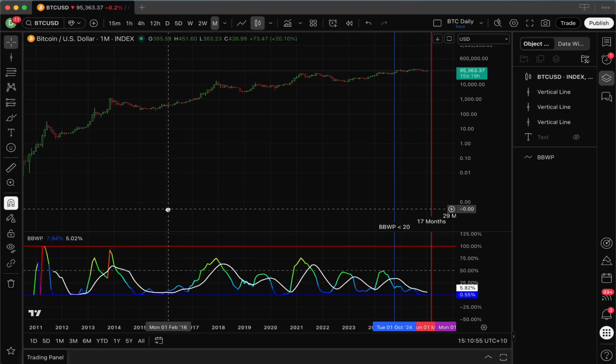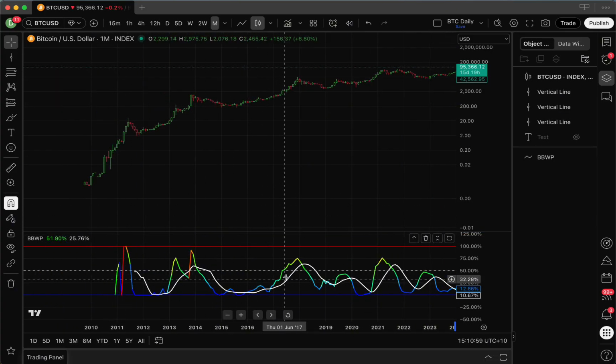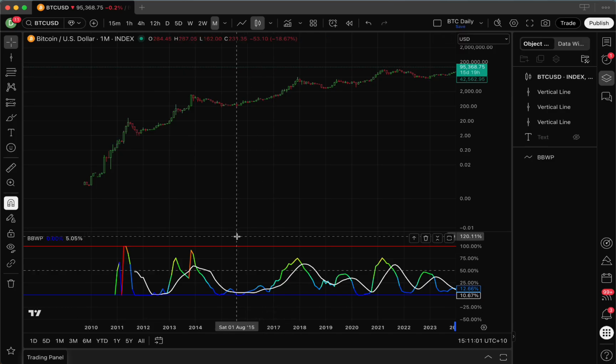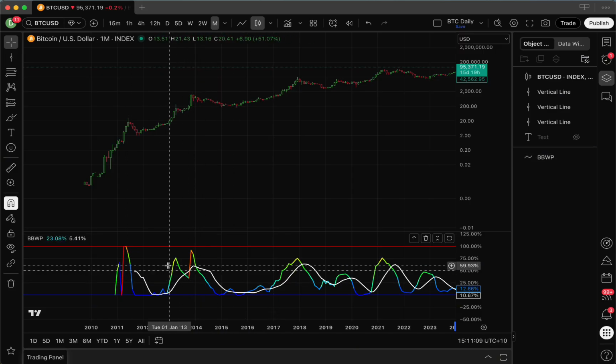And it's these back at the start of Bitcoin's history. We've got this one, which is an extreme reading of more than 2 years. I think that's 29 months for that one. And then this one over here is around about 17.